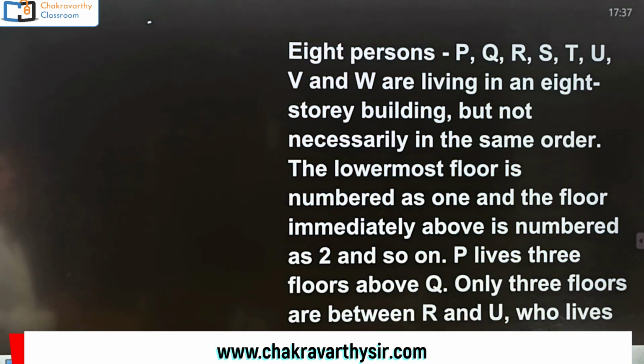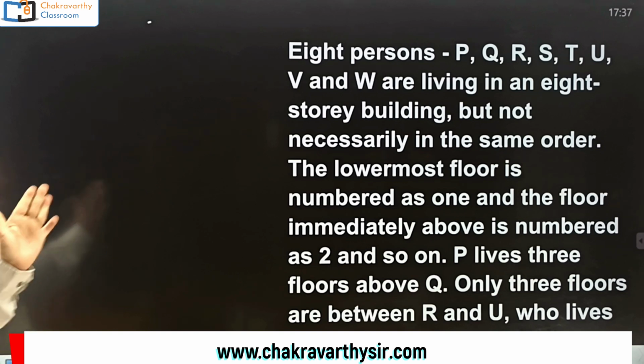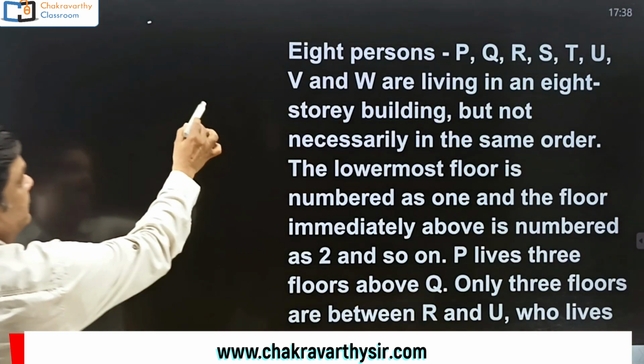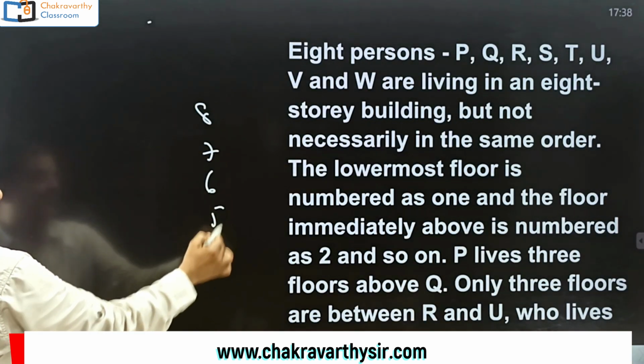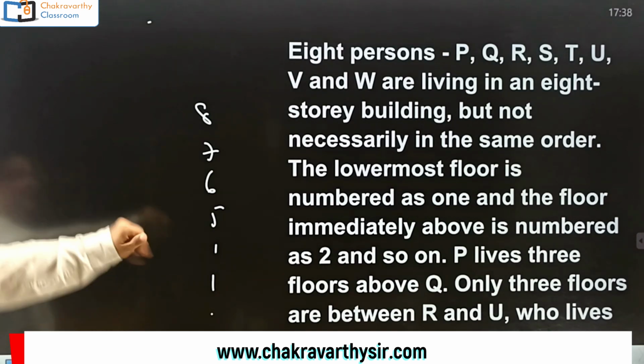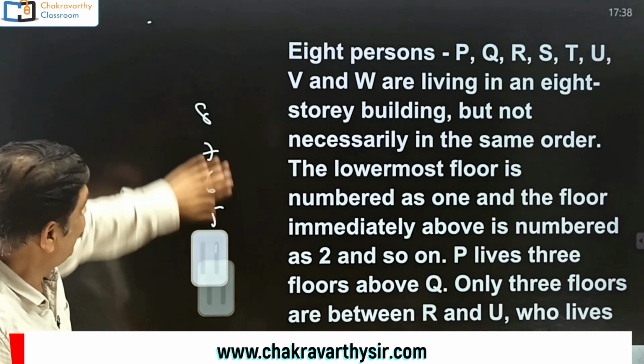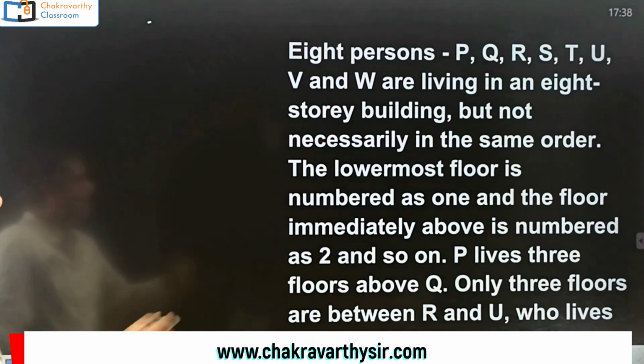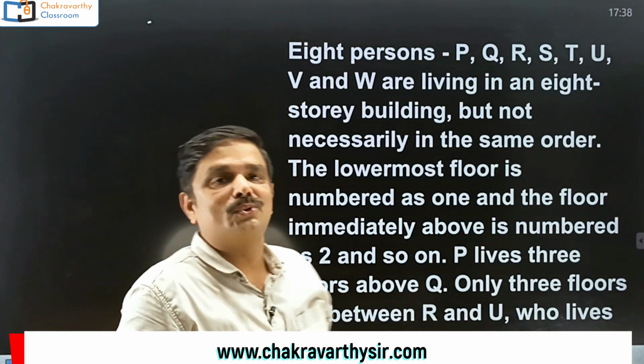They have given 8 persons, P through W, living in an 8 storied building, not necessarily in the same order. The lowermost floor is number 1 and the one above is number 2 and so on up to 8. That means the arrangement must be like this: 8, 7, 6, 5, 4 and so on. Just keep it in mind. After that, they started giving the clues. P lives 3 floors above Q, and some more clues are being given there.